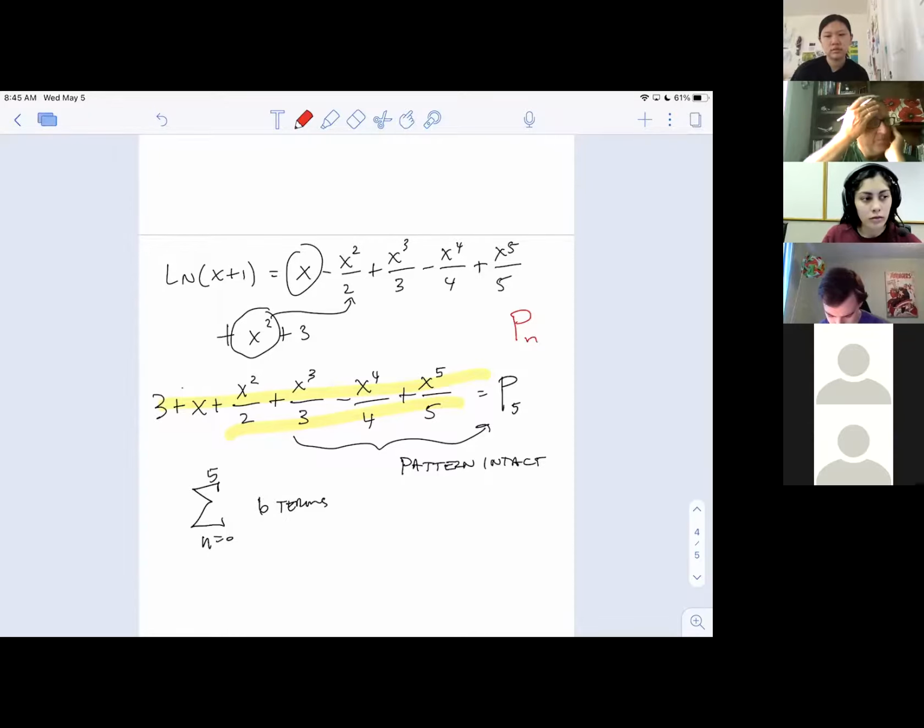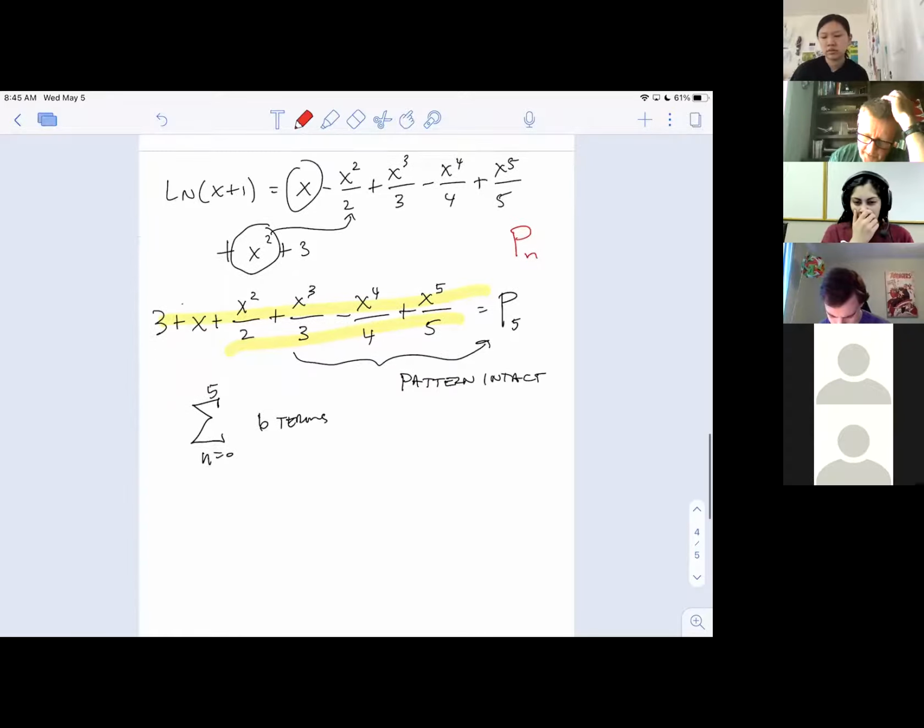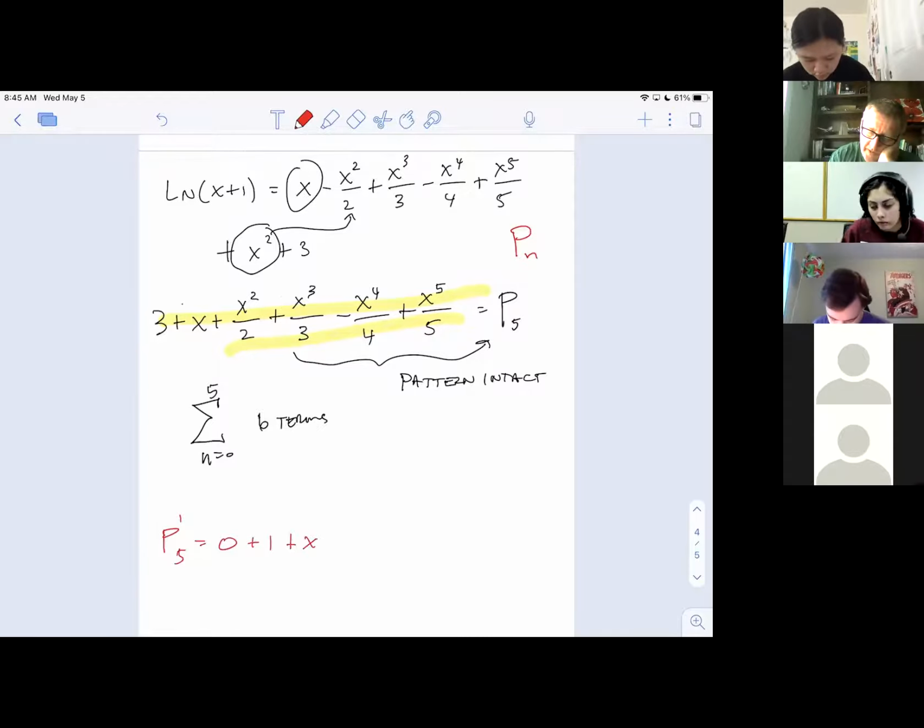So the question is, would you agree the derivative of P5, well, notice how easy it is. The derivative of 3 is 0. The derivative of x is 1. The derivative of x squared, the 2 comes down front, cancels with the 2 down below, and so it just leaves x. And then x cubed, the 3 comes down front, cancels with what's below and just leaves x squared. Isn't this nice? And then minus x to the third and then plus x to the fourth. That's kind of cool because I can see the pattern from then on.